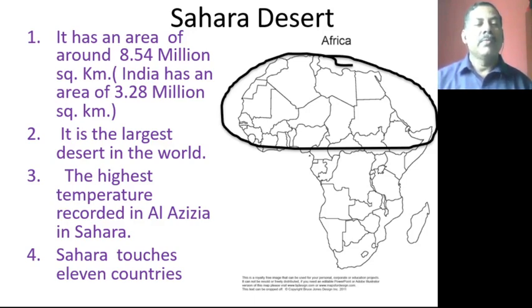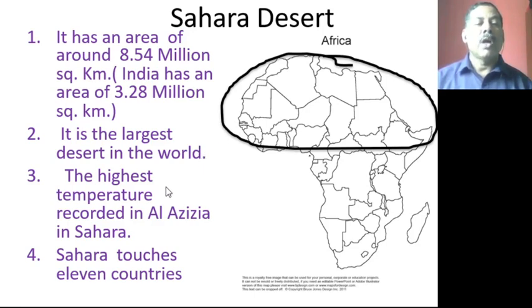And the second one, it is the largest desert in the world. By seeing the picture only, you can identify the largest desert in the world. It covers the northern part of Africa. You can see here, northern Africa is covered with this Sahara Desert.